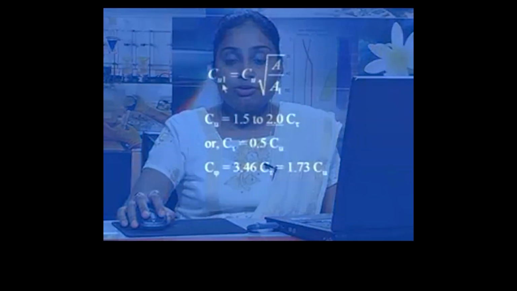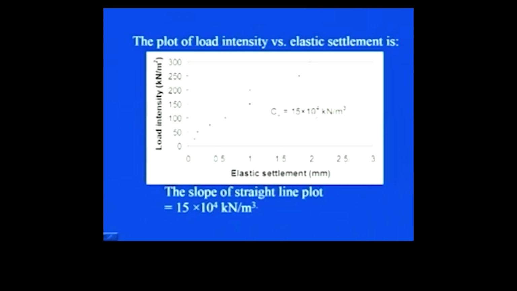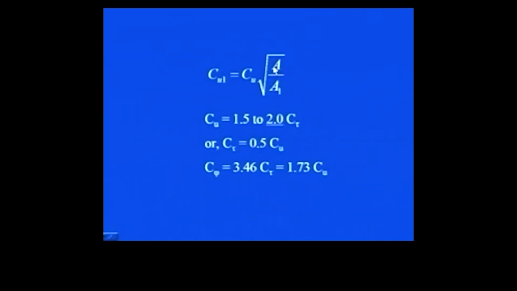How can we do that? You know that we discussed these formulas last time: Cu1 is the spring constant for the foundation, Cu is for the plate, A is the area of the plate, and A1 is the area of the foundation. We know this Cu from this particular curve. We have the area of the plate, that is 0.09 meter square, and then A1, the area of the foundation or base area, which is 10 meter square, that is given.